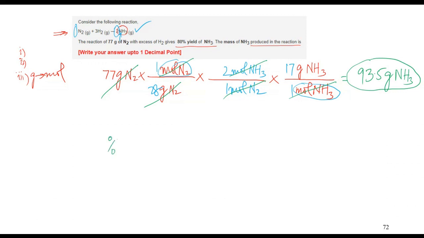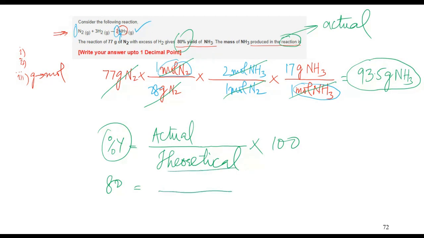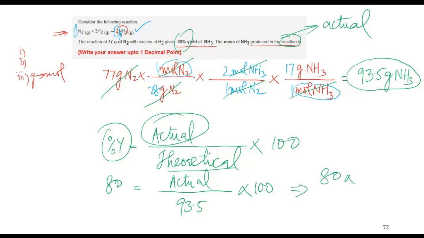We have the formula for percent yield. Percent yield is equal to actual yield divided by theoretical yield multiplied by 100. Now what's given? Percent yield is 80. And theoretical yield, how much did you get? 93.5. And what is actual? You have to calculate. So use the calculator now. 80 multiplied by 93.5 divided by 100. What is your answer? 74.8, boys.